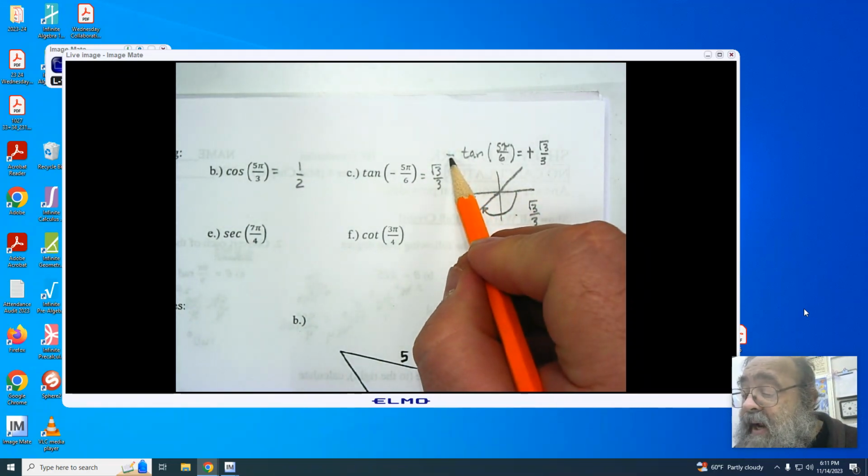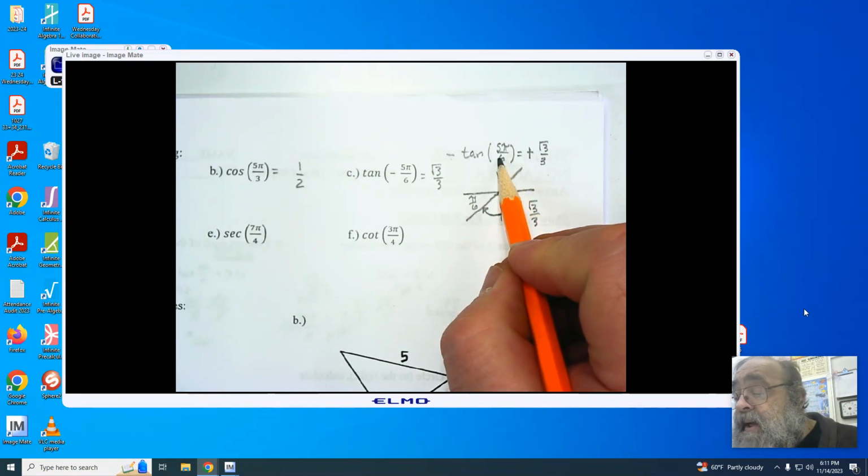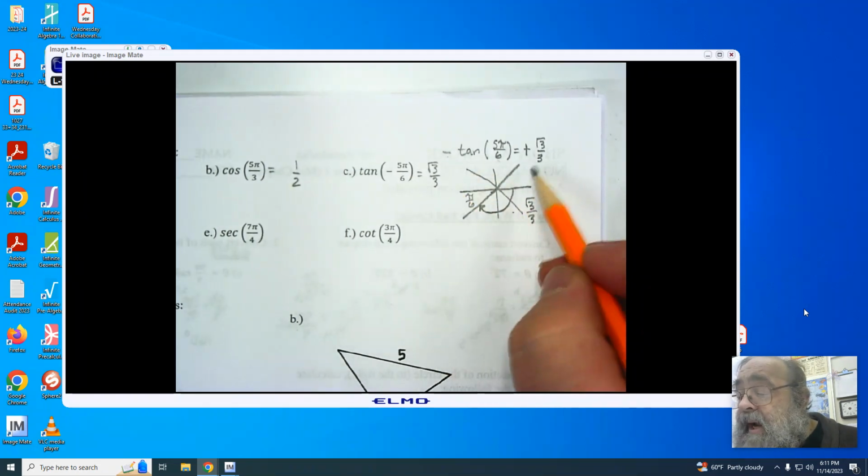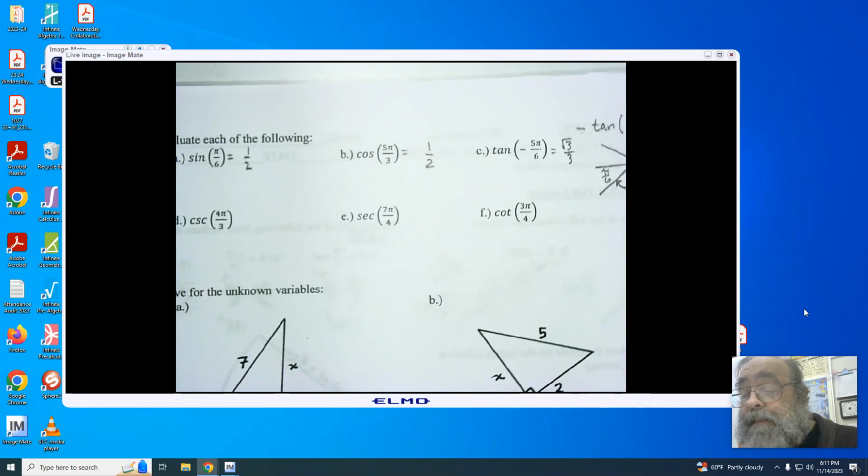Once again we have to be careful. We bring out the negative, but this right here is giving us a negative in the second quadrant, right up there, and a double negative makes us a positive value.